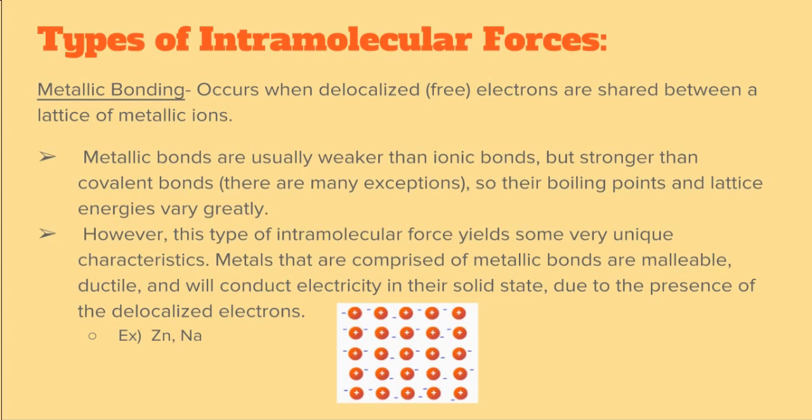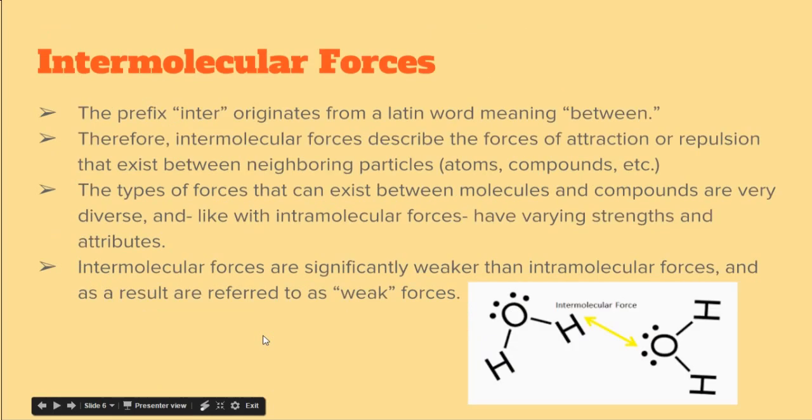This type of intramolecular force yields some pretty unique characteristics. Metals that are comprised of metallic bonds are malleable and ductile, so they can be shaped and they can be formed into wire, and they will conduct electricity in their solid state. That's actually why they're used for wiring. Due to the presence of the delocalized electrons, so because of the potential difference created by the free electrons in the lattice, a current can flow. I can't really explain it better than this picture can show you how it works. And examples of atoms with metallic bonding would just be metals. So zinc and sodium are good examples.